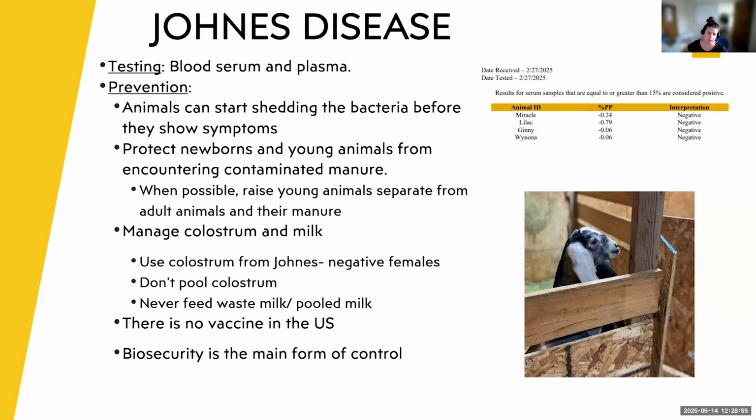Also, protect your newborn and young animals from encountering that contaminated manure. So when possible, raise those animals separate from adult animals, as well as the manure of those adult animals that could have it. Manage your colostrum and milk. Use colostrum only from Johne's negative females. Don't pool colostrum from multiple animals, especially of unknown Johne's status, and never feed waste milk or pooled milk. Again, there's no vaccine in the US, so biosecurity is the main form of control for Johne's.